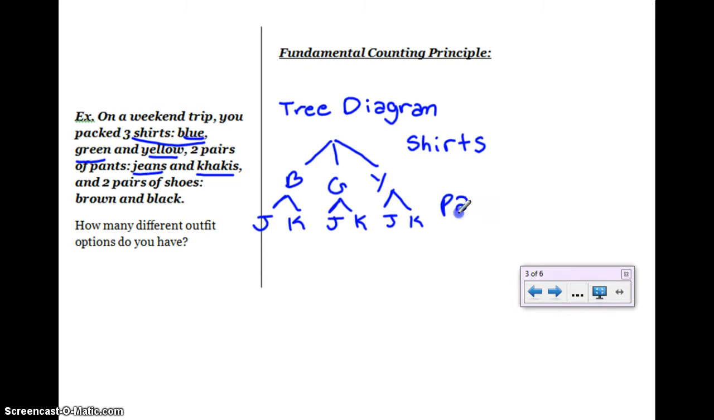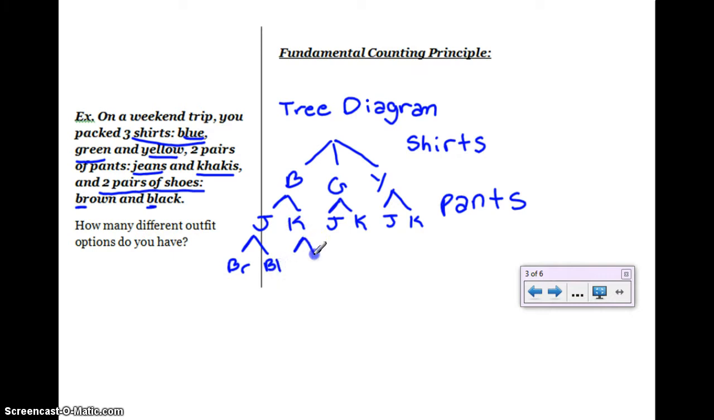Those were my pants. And now, if I choose, let's say, the blue shirt and the jeans, I have two possible pairs of shoes, the brown or the black. We'll use BR for brown and we'll use BL for black. So I choose the blue shirt, the jeans, and I could either put on the brown shoes or the black shoes.